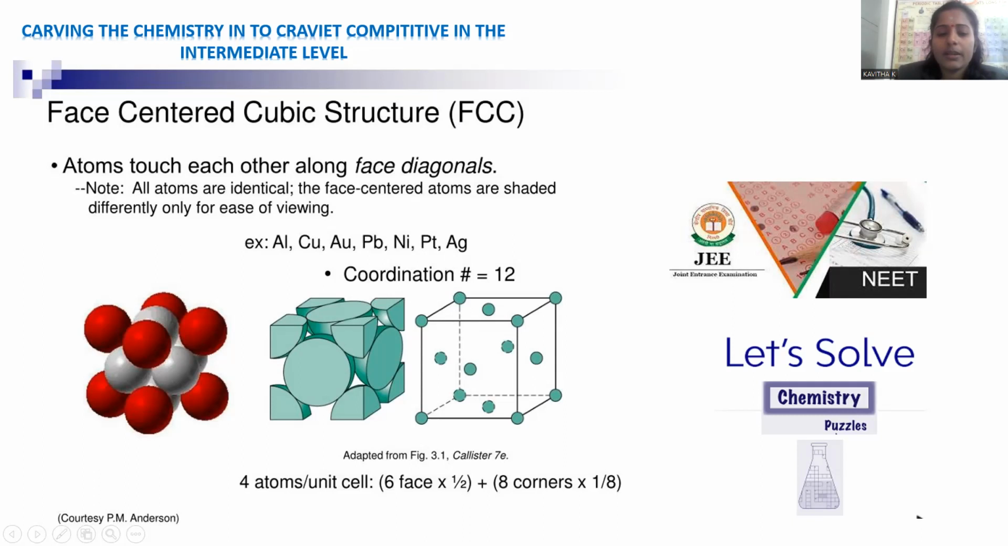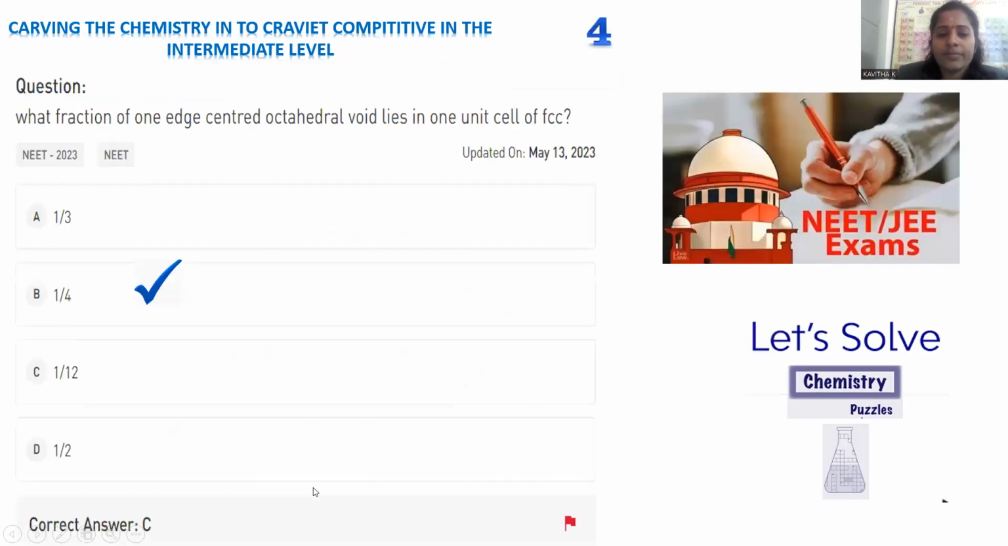In order to count the number of atoms, 4 atoms are present for the unit cell. 6 faces are present over here, and each face contributes 1 by 2. So 6 faces into 1 by 2, plus number of corners are 8, 8 corners into 1 by 8. That gives 3 plus 1. Number of atoms are 4. So 4 atoms are going to contribute over here. And 1 by 4 is the correct answer for question number 4. For question number 4, option number B will be the correct answer.